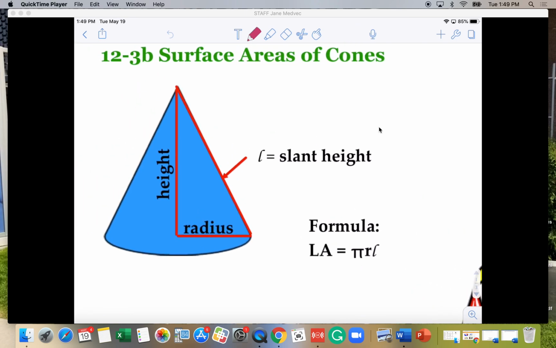One thing you will notice is that the height of the cone is straight up and down, very similar to the pyramid where you take something and you dangle it down and it has that right angle. You have the radius, which goes from the center of the height out to the side of the cone, and you're going to notice the slant height, and they use a cursive L to represent the slant height. The formula for the lateral area is pi r L, L being the slant height.